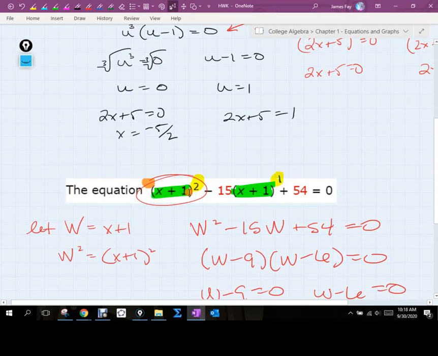We usually just see x squared or x to the first. It was x plus 1. It was a quantity squared. But this is still quadratic. You could expand this. You could actually go x plus 1 squared, right? That is x squared plus 2x plus 1 minus 15x minus 15 plus 54 equals 0. Combine like terms and all that kind of stuff and still get down to the same answers.